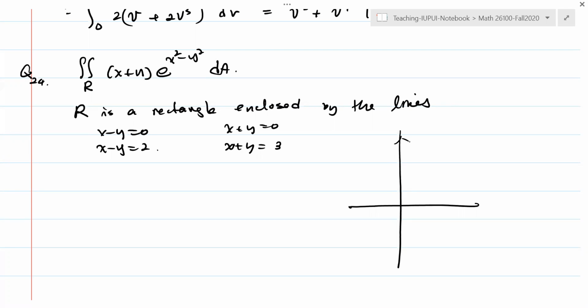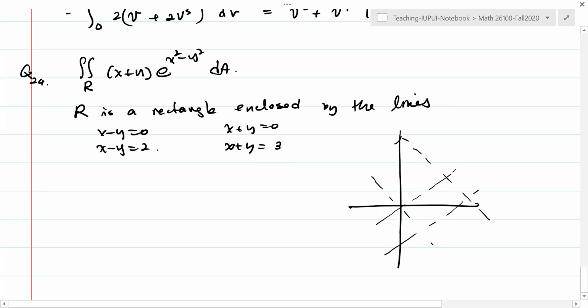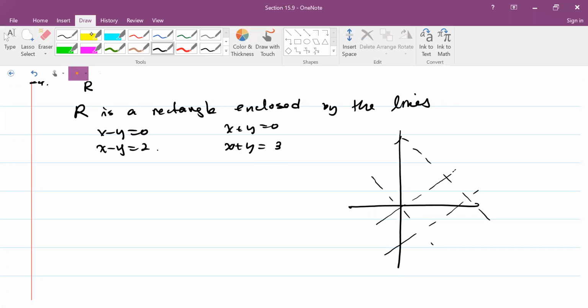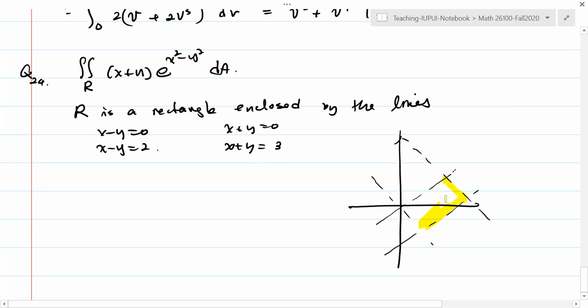All right, so x minus y equals 0 is this line. x minus y equals 2, I think, is this line. x plus y equals 0, this line. x plus y equals 3 is this line. So this is my rectangle.